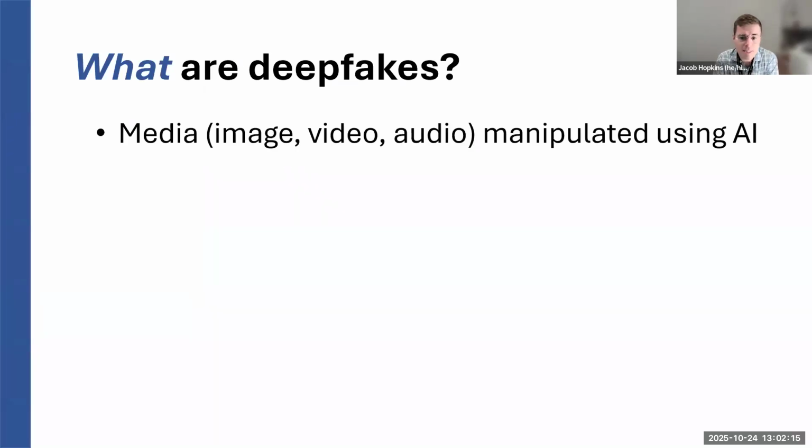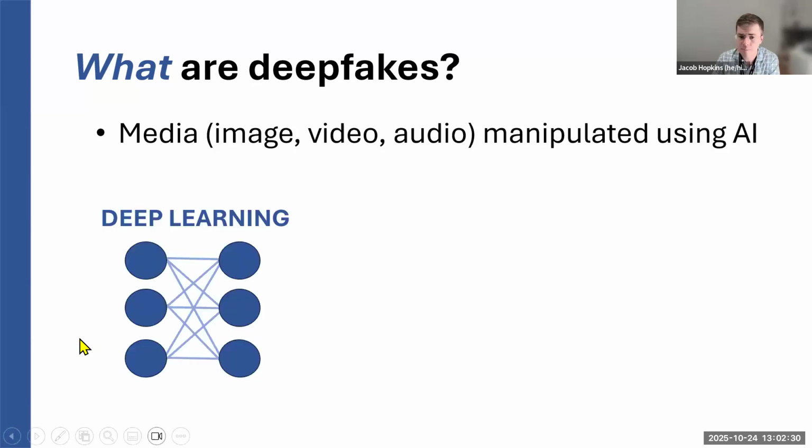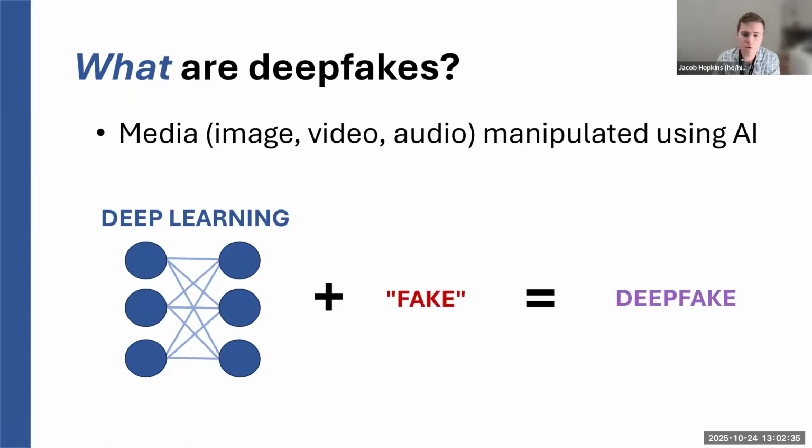At their simplest level, a deepfake is a piece of media, so something like a video, an image, or an audio clip that has been digitally manipulated using artificial intelligence, or AI. The term comes from deep learning, which is a type of AI, combined with the word fake to give us this new word, deepfake. Deepfake technologies can swap faces, mimic voices, or generate completely new people who don't even exist.